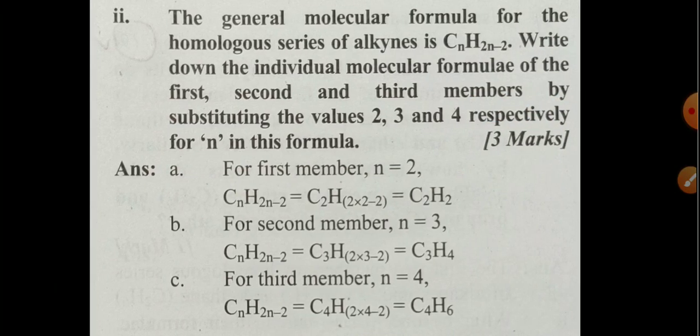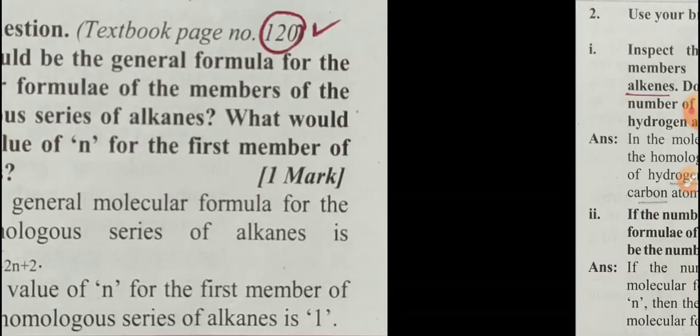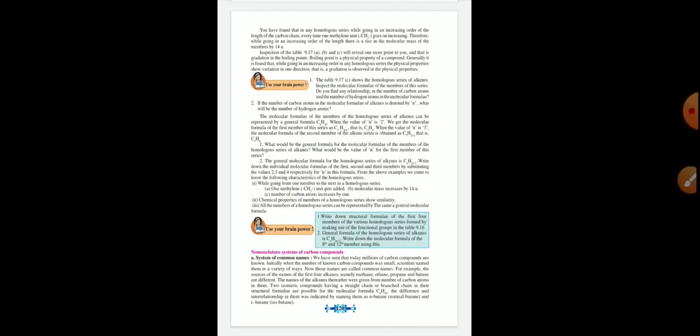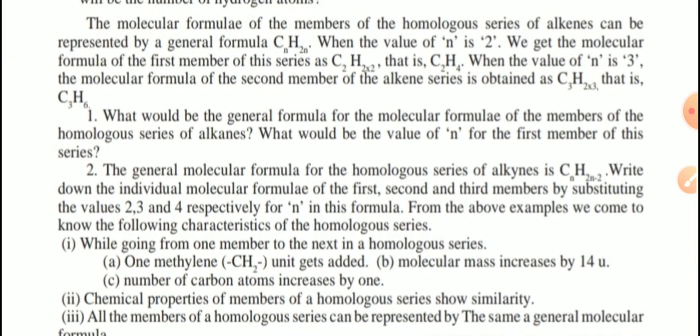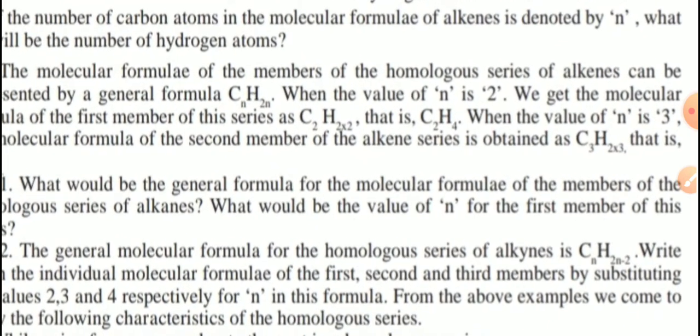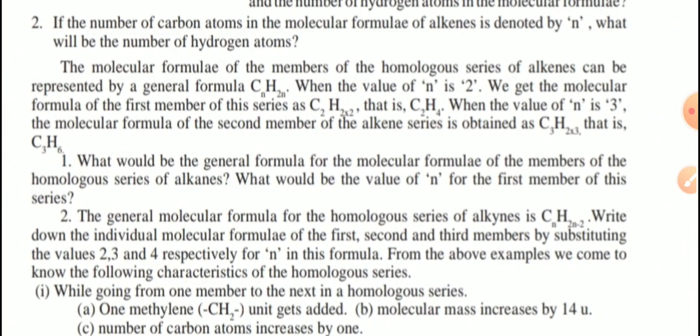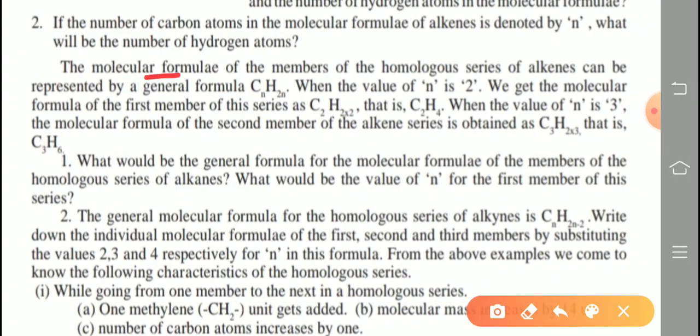So come back to page number 120 of our textbook. We already learned this explanation. See this paragraph. Molecular formulae of the members of the homologous series of alkene can be represented by the general formula CnH2n. So n is equal to 2. So we get the molecular formula of the first member of this series, that is C2H2 into 2, C2H4. C2H4 means what? Ethene.